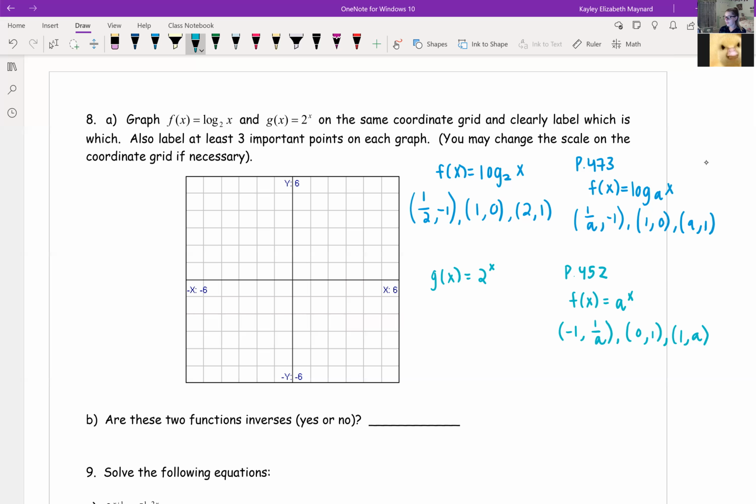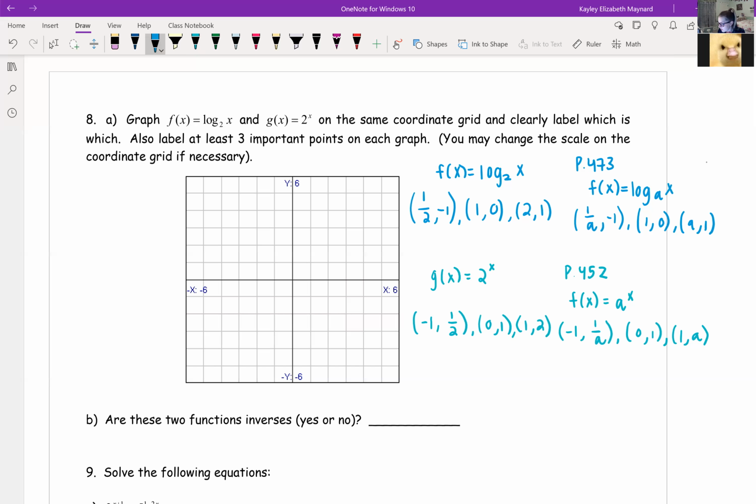But let's go ahead and apply this to the exponential that we're given. So we for sure have the point -1, 1/2; 0, 1; and then 1, 2. Okay, so that's going to be helpful for when we do our graphs, especially because this problem specifically asks you to label 3 important points on the graph. So that's cool because these properties just go ahead and give you 3 important points. So that's nice. Let's go ahead and do our log first.